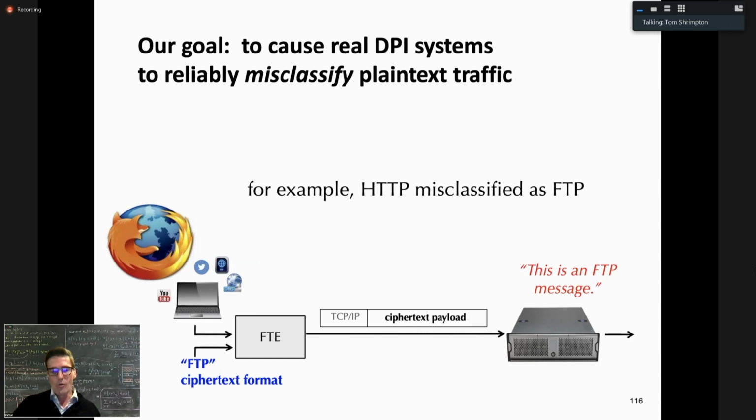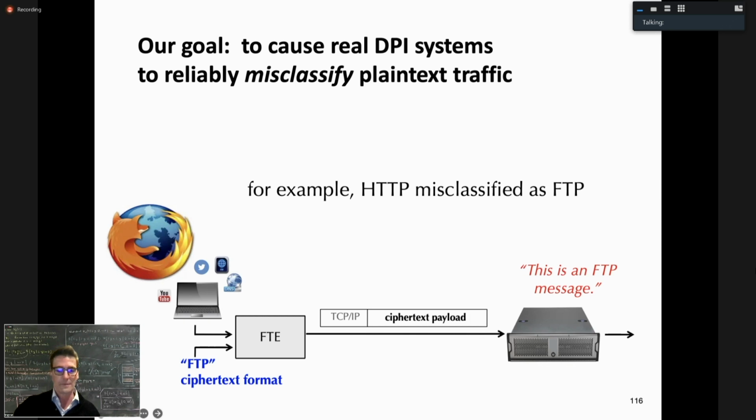So our goal when we wrote this first paper on FTE was we wanted to show that you could cause real DPI systems to reliably misclassify your plain text traffic. So in this case, let's say you have HTTP where you're doing searches for some potentially blacklisted keywords. If you put in an FTP format for our FTE system, then what comes out should be an encrypted payload that, when run through this DPI box, would say, yes, this is an FTP message. Even though what actually went in was an HTTP message, the DPI box says it's FTP. So this is misclassification, misclassifying HTTP as FTP.